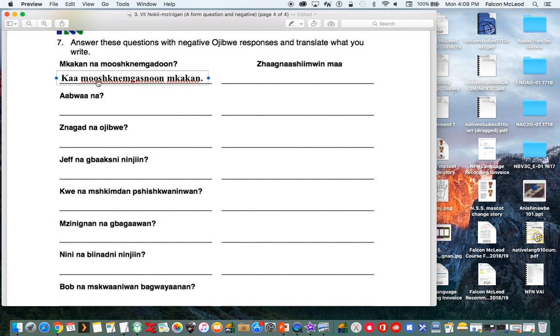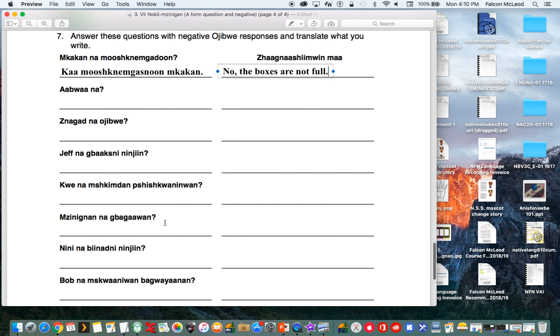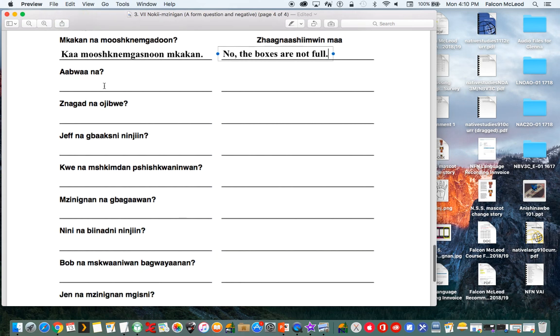Now we gotta translate what we wrote here. So ka moshnem ga snown mkakun means no, the boxes are not full. All right. So you got to go through these questions, answer them negative, translate your negative answers in English here.